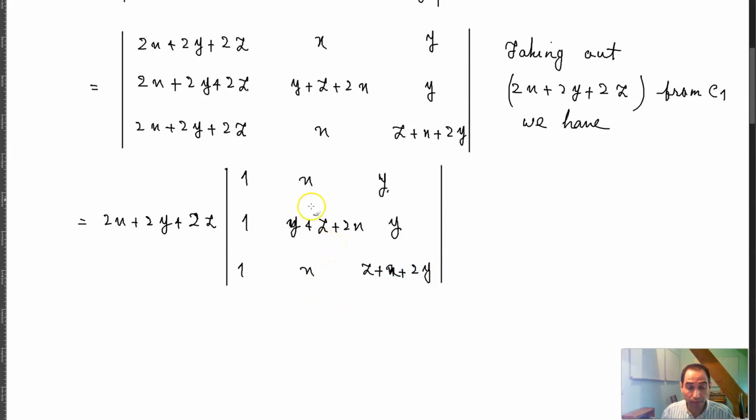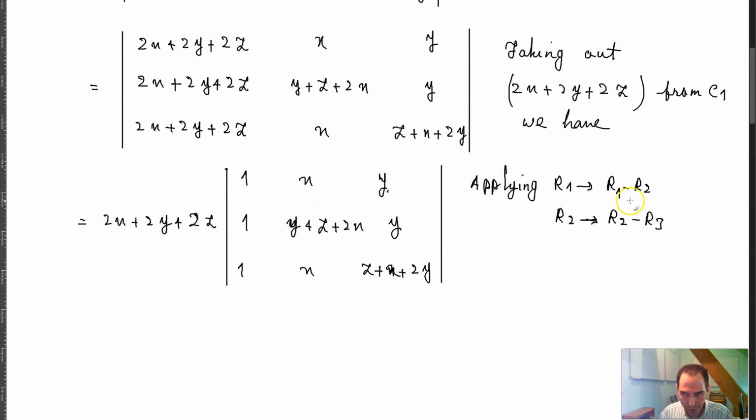And we need to do a little bit of transformation by basically applying R1 becomes R1 minus R2, and R2 becomes R2 minus R3.